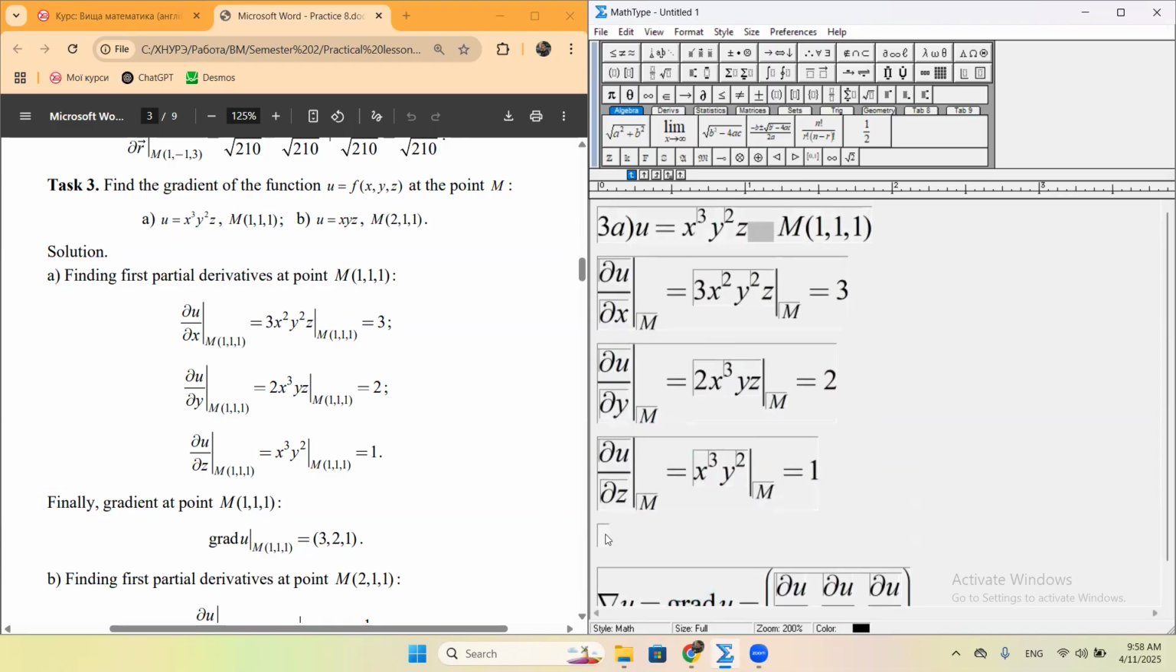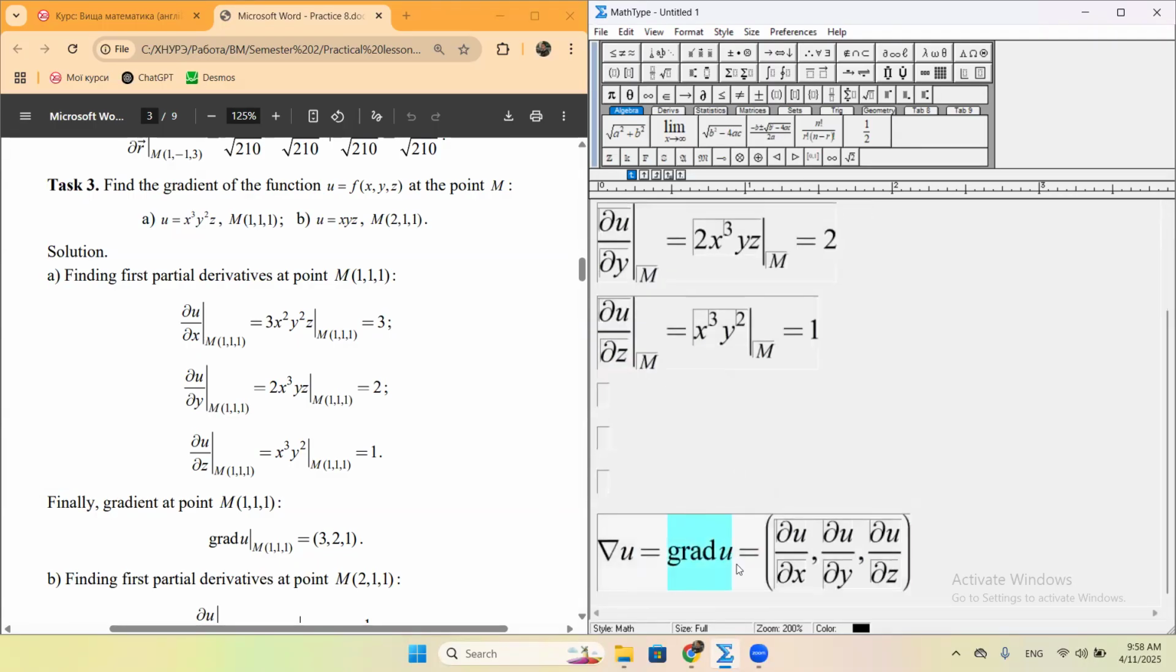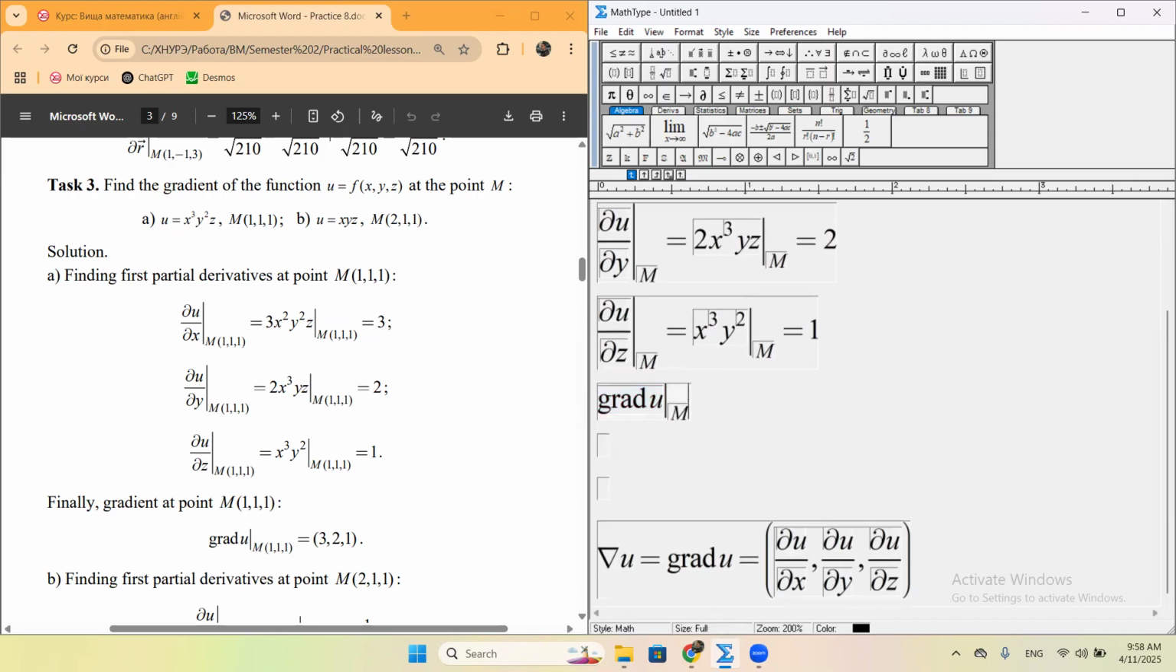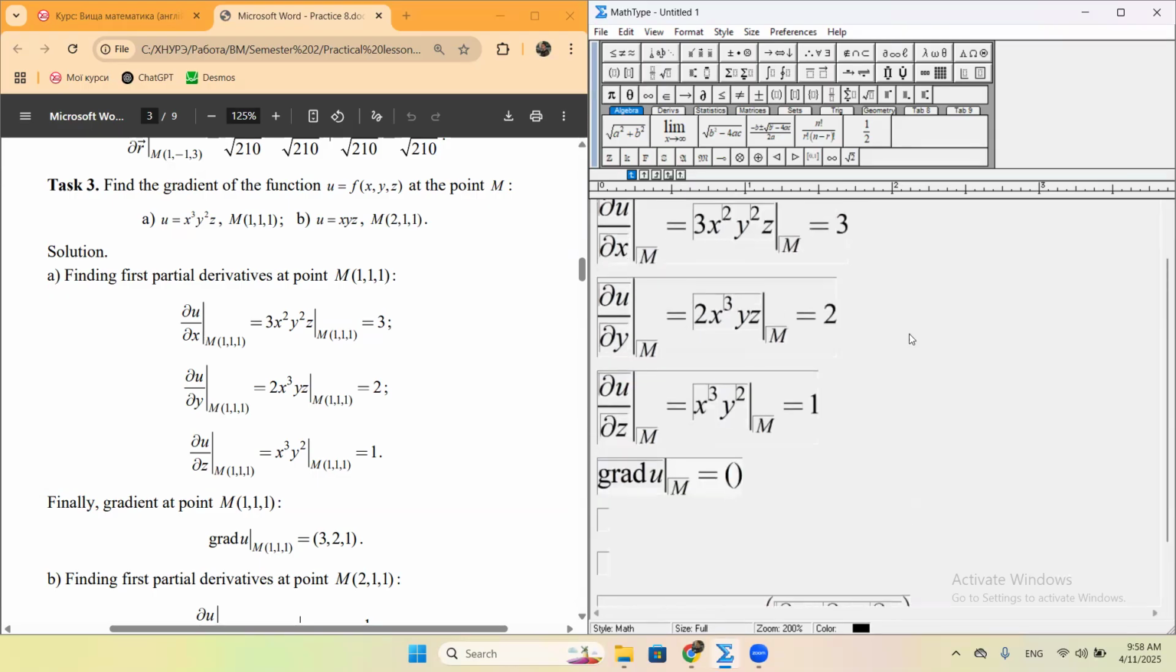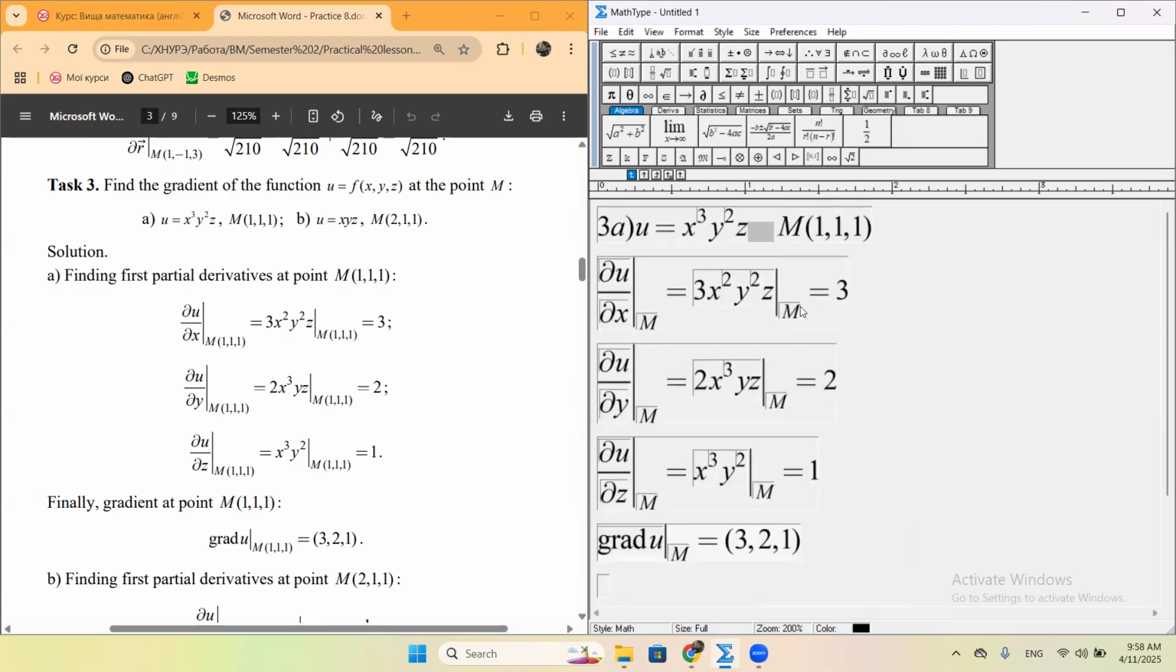Okay. So now writing down the gradient of function u at point M. So it will be equal to 3, 2, 1. So actually that's it. Quite a simple task. For exercise B, it is even simpler, no powers. Any questions about this exercise? Is everything clear?